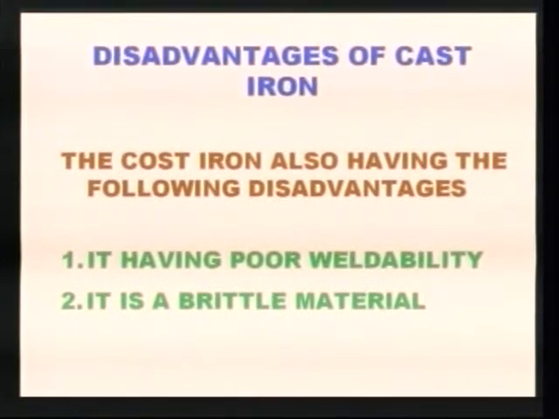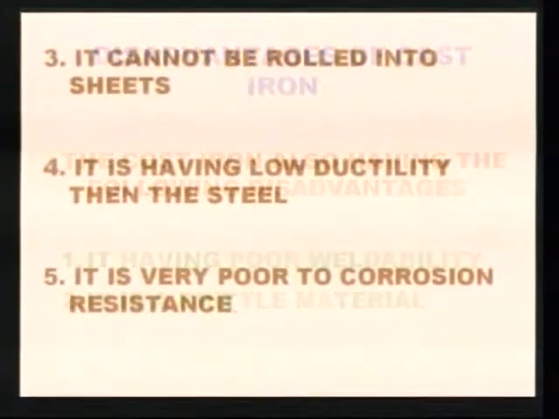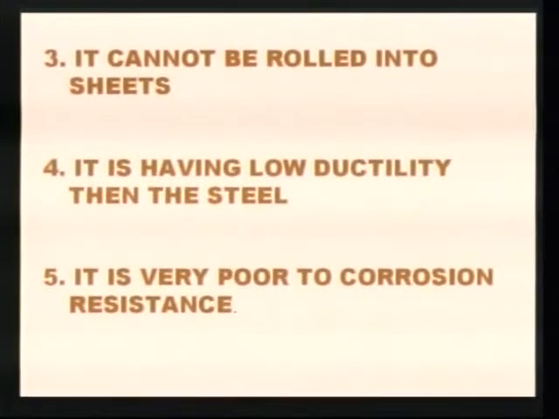Now we will see the disadvantages of cast iron. Cast iron also has the following disadvantages. First, it has poor weldability. Second, it is a brittle material. Third, it cannot be rolled into sheets. Fourth, it has lower ductility than steel. And finally, the fifth disadvantage is that it has very poor corrosion resistance.